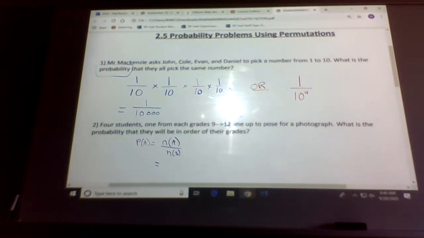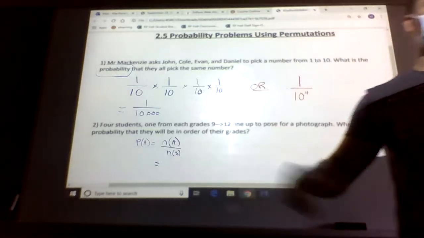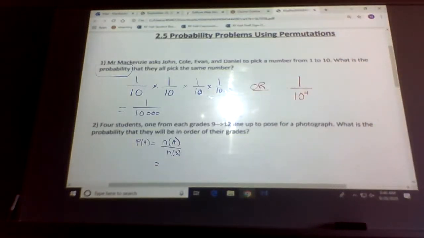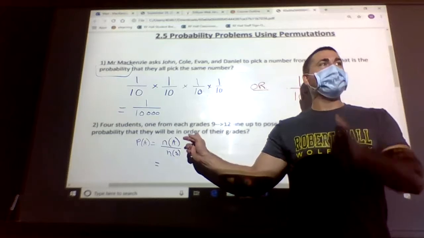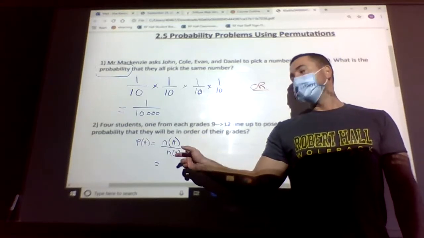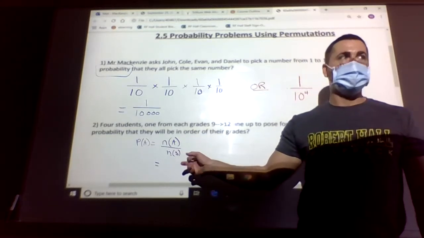The other one is when it has a T at the bottom, but we're still doing the same process. The T is for trials, but S is the total outcomes. So n of A is how many ways it can occur over the total number of ways it can occur.